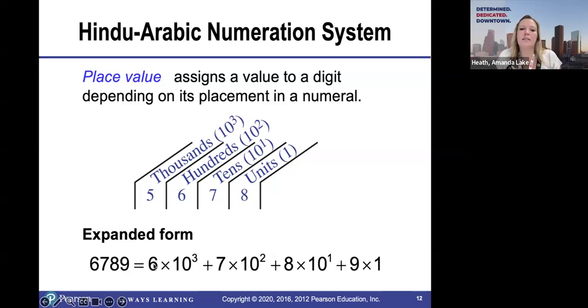6,789 we can represent as 6 times 10 cubed, so 6 thousands, plus 7 times 10 squared, or 700s, plus 8 times 10 to the first power, 8 tens, plus 9 ones, or 10 to the 0, you could write as well.